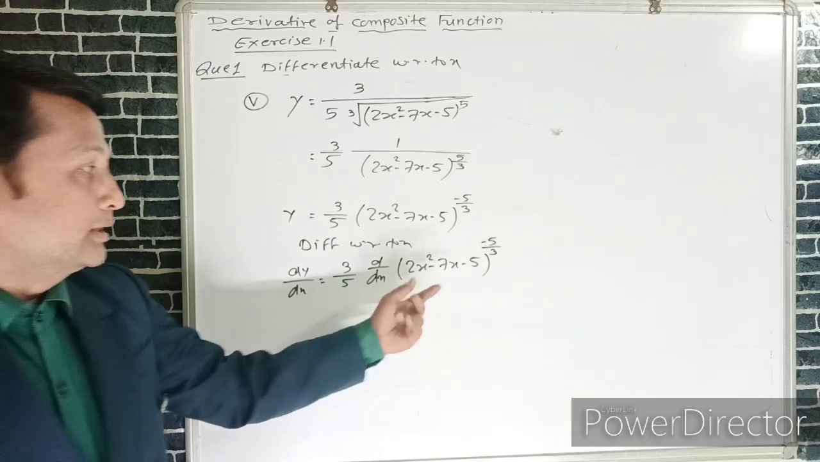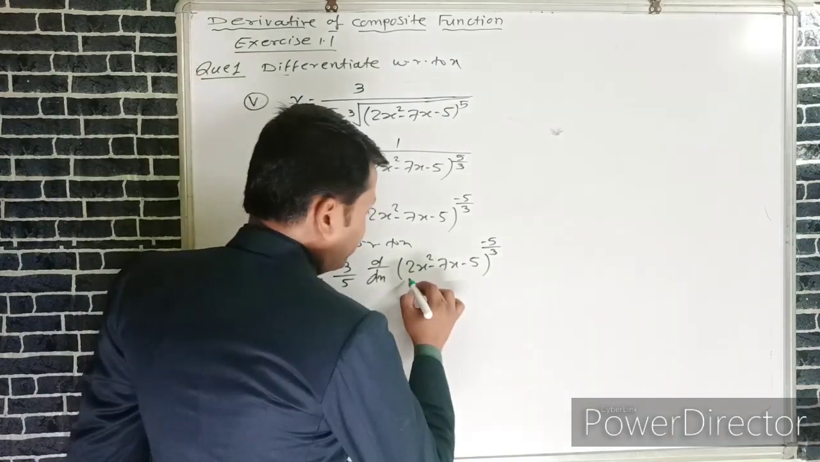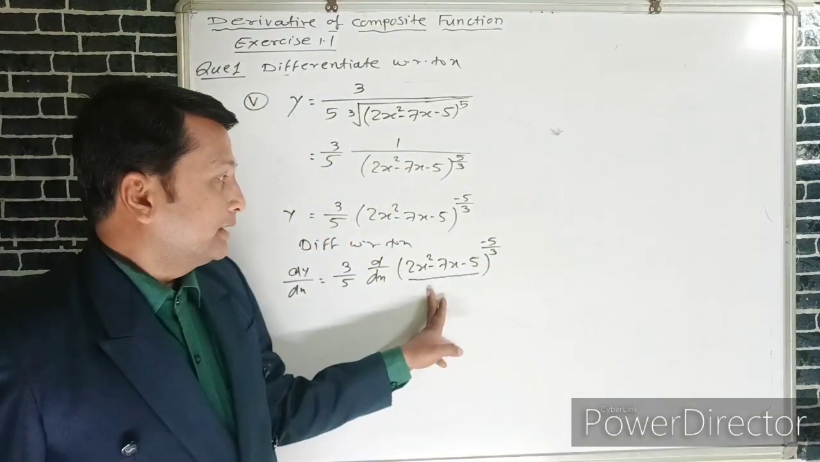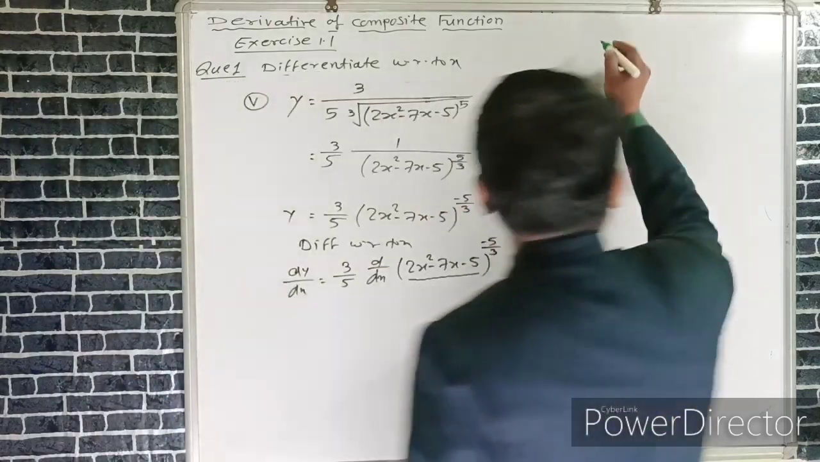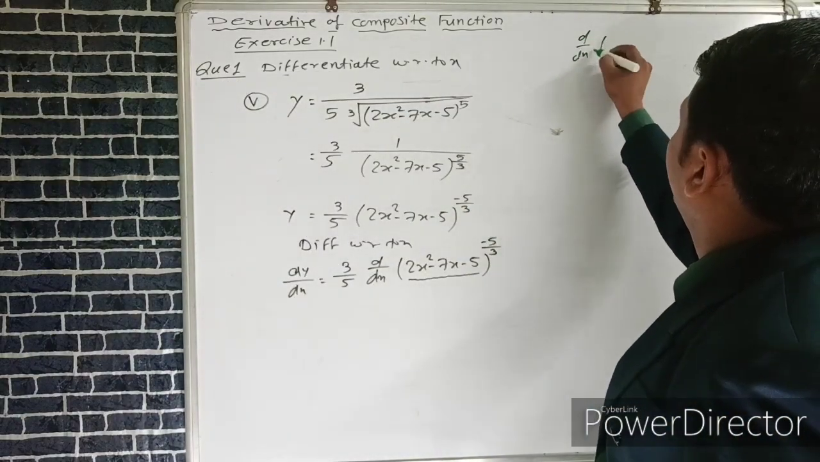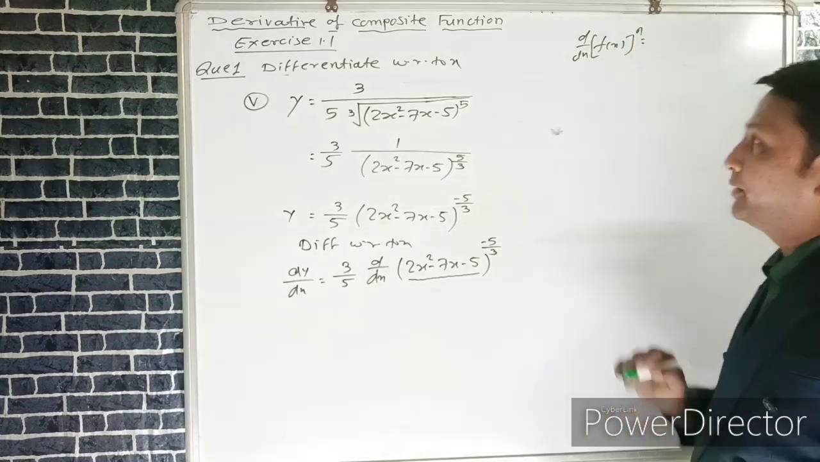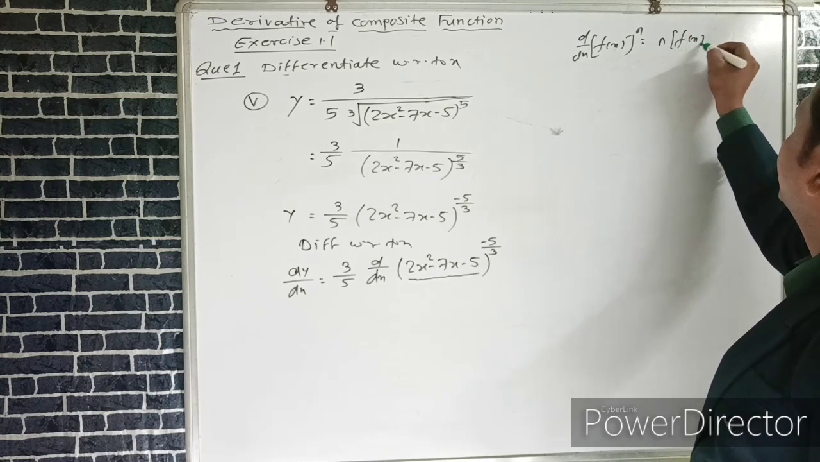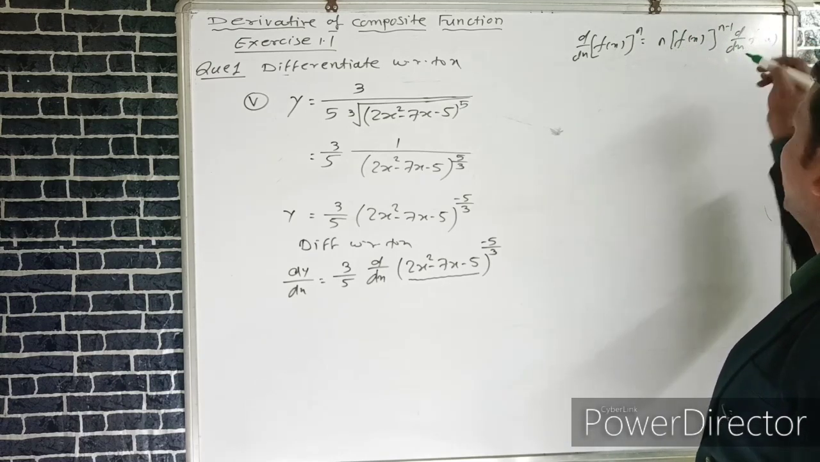Thus, the given function is in the form of x raised to the power n. If we consider the whole bracket as f(x) and the power is n, then we apply the derivative of [f(x)] raised to the power n. The rule is n into [f(x)] whole raised to the power n − 1 into again the derivative of f(x).